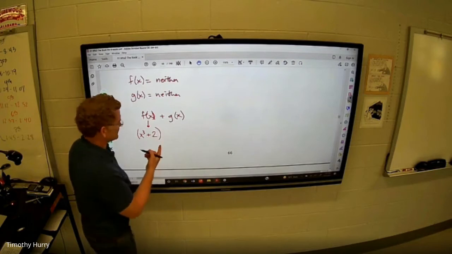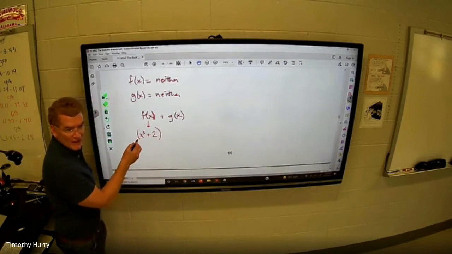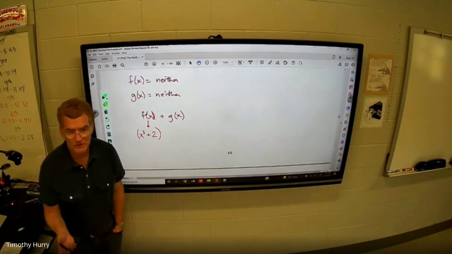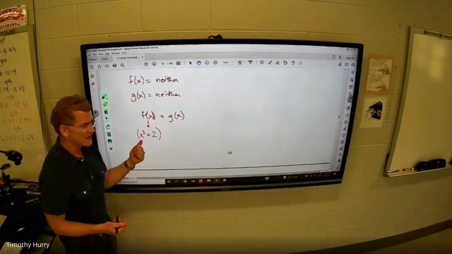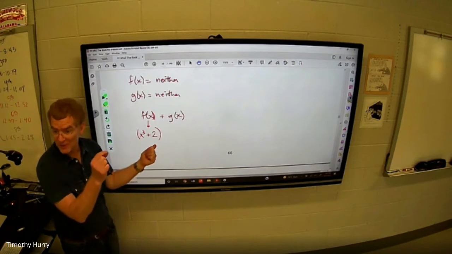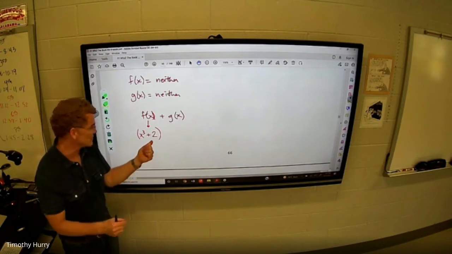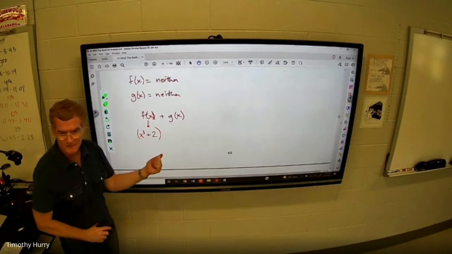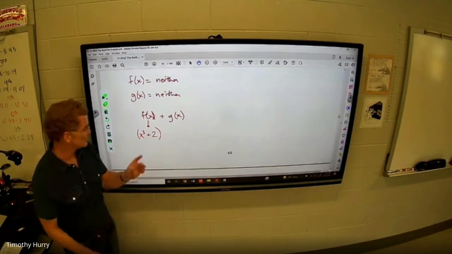If F was... can you see that that's neither? Because that part is an even, right? And what is 2? I'm sorry, that's an odd. X cubed is an odd. 2 is like 2x to the 0 power. 0 is an even power. So that's an even. What's an odd and an even? When you add them, neither. So that makes sense, right?